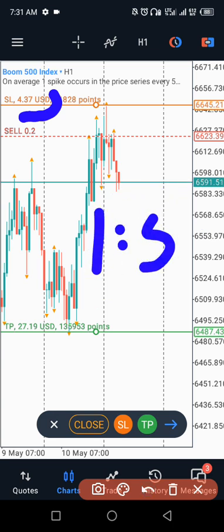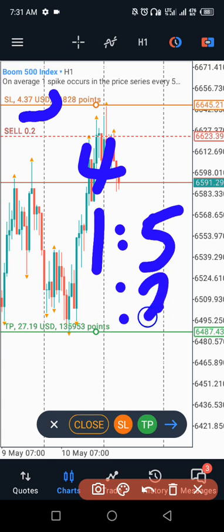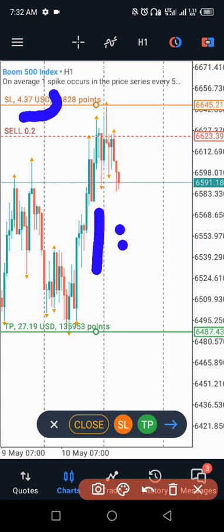1 to 5, meaning that for every $1 that we are risking, we are going to be making $5. And that means that for every $4 that we are risking here, we are going to be making close to $27, close to 20 or $25 thereabout. So this is a good risk to reward ratio, guys. So this is how you want to trade in the market and approach it from a business standpoint, and not from a gambler's mindset.